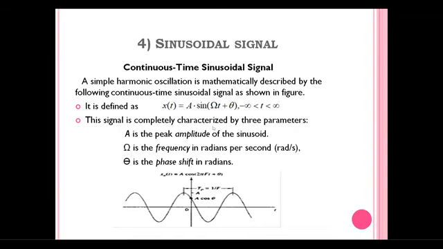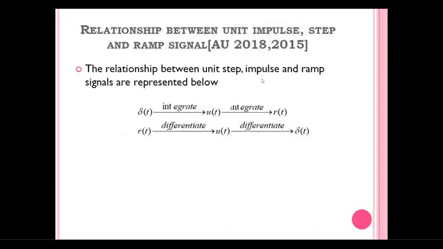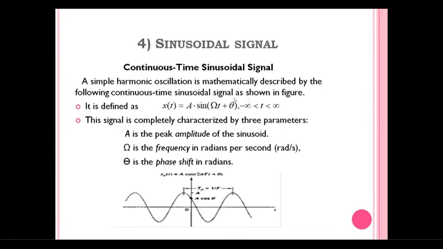So this is a sine waveform. Similarly, the mathematical expression for a cosine signal is x(t) = A cos(ωt + θ). It is a cosine waveform. These are continuous time sinusoidal signals.